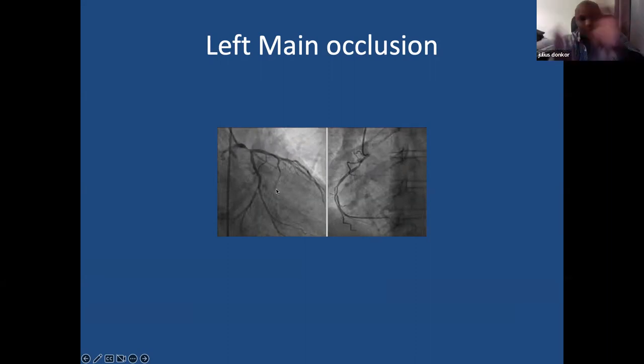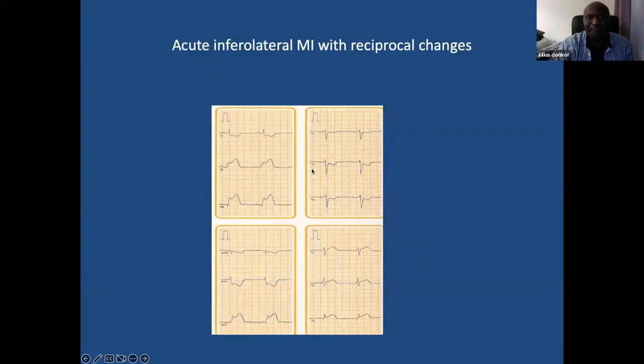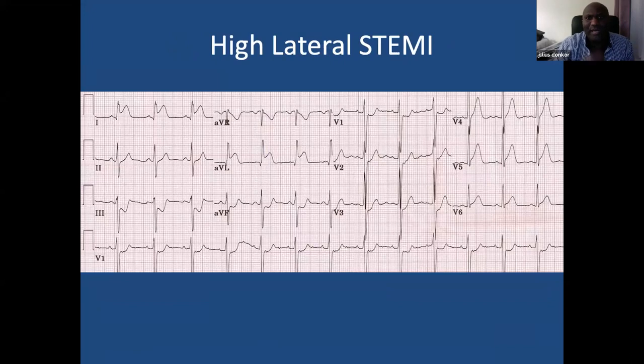If the angiogram is done and you're looking at the circumflex, that will be coming from the left side. So that covers the high lateral LV wall, supplying blood to the lateral LV wall. Your first diagonal is also usually a bigger one, and it can also supply blood to the high lateral LV wall. So that's your high lateral STEMI.